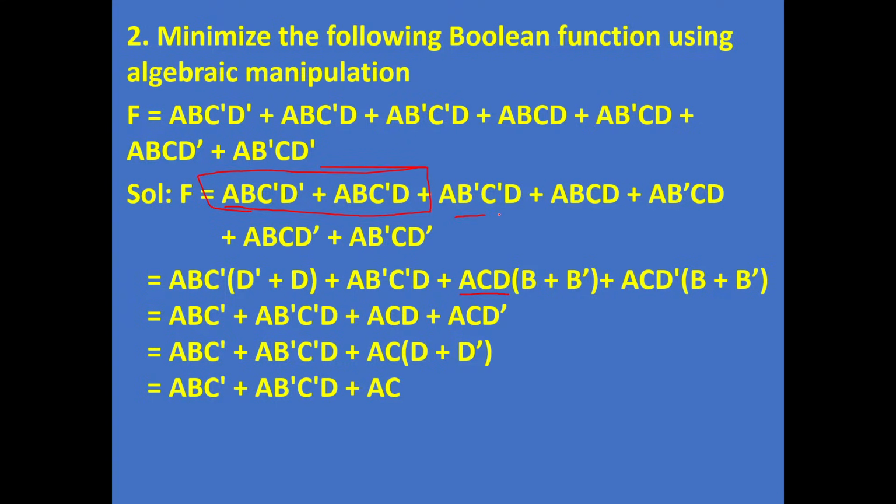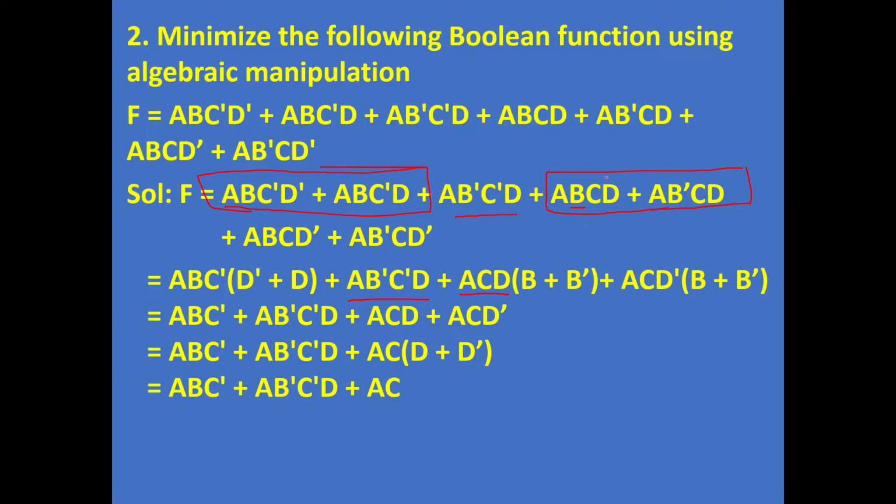And I have written this one as it is. Okay, A, B bar, C bar, D. Here I have taken ACD common. So here B is there. Let us check for ACD. Yeah, here nearby, second term. I have taken these two terms, ACD common, and B plus B bar I have written here.